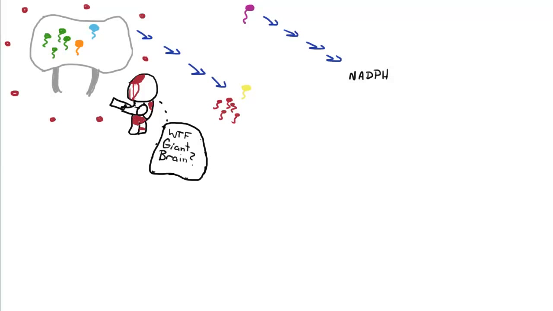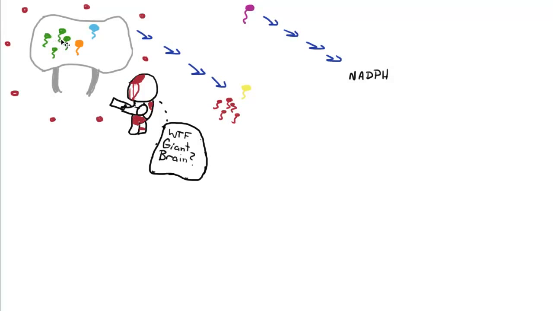Photosystem 2 reminds me of the giant brain from Blaster Master. I think it's the boss in level 1 or level 2 or whatever. So I drew a little picture of Blaster Master here, the giant brain's little electrocution thingies spinning around him, and Blaster Master's like, WTF, giant brain. Oh my god.